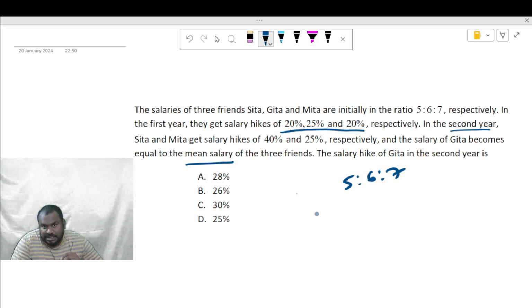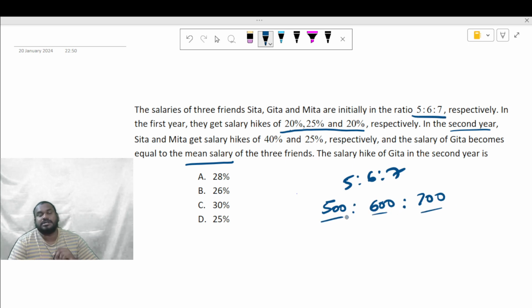See, I'll do one thing. 567 is given, na, their salary ratio. I'll take their salary as 500, 600 and 700. Don't do the ratio. I'm just multiplying this ratio with 100 to make the calculation simpler. So 500, 600, 700 are the salaries of Sita, Geeta and Meeta.